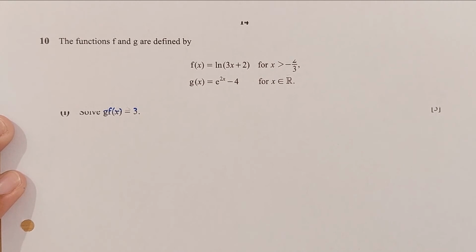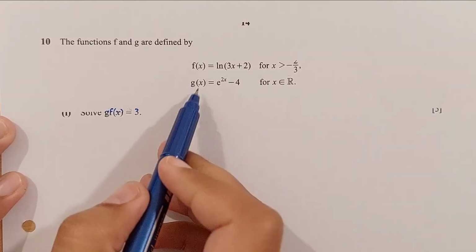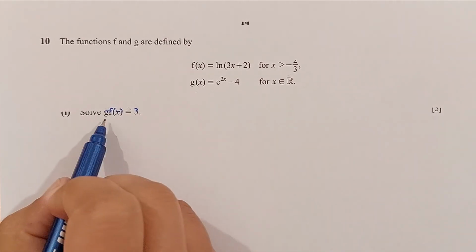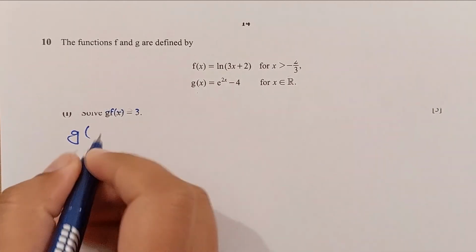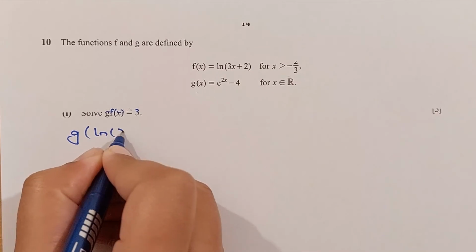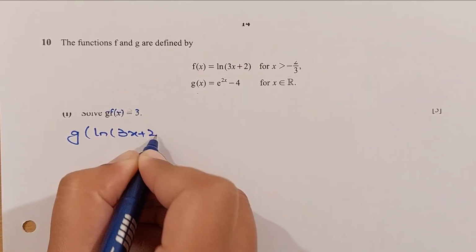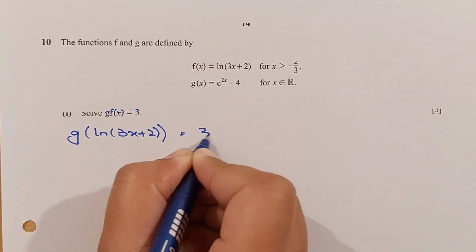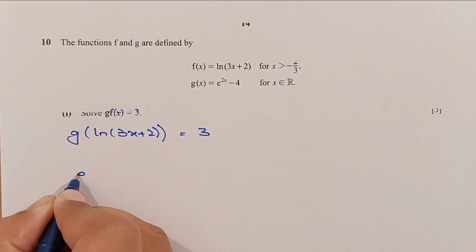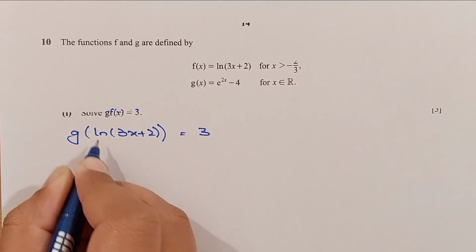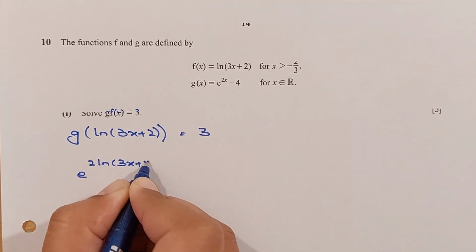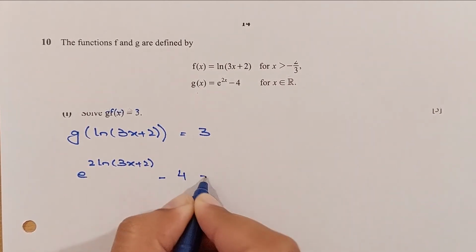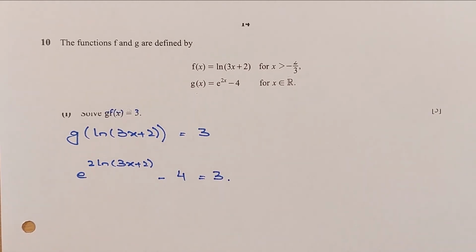Question number 10. The functions f and g are defined by f of x and g of x. Number 1, solve gf of x equals 3. So gf of x is ln of (3x plus 2). This is equal to 3. Now g of x is e to the power 2 times x, minus 4, so e to the power 2 ln (3x plus 2) minus 4 equals 3, right? Now we have to simplify and solve for x, right?